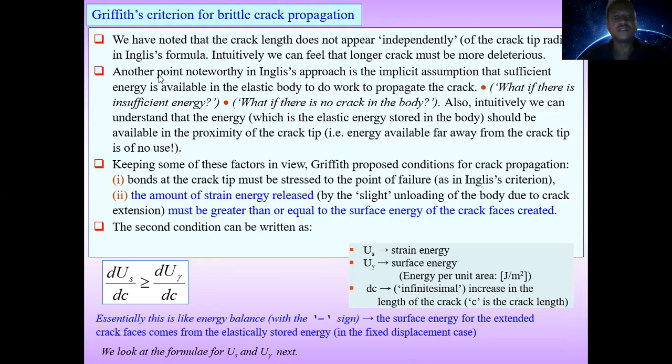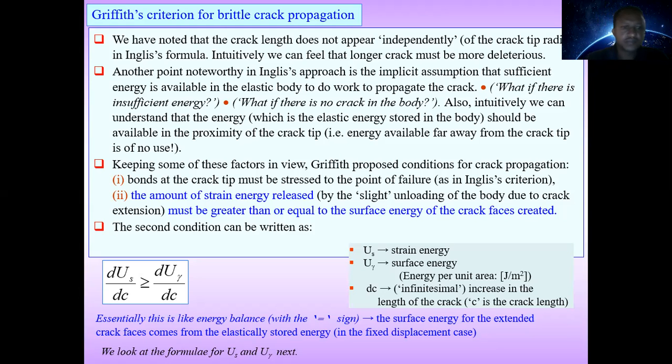Griffith's criteria for brittle crack propagation. We have noted that the crack length does not appear independently of the crack tip radius in Inglis's formula. Intuitively, we can feel that a longer crack must be more deleterious. Another noteworthy point in Inglis's approach is the implicit assumption that sufficient energy is available in the elastic body to do work to propagate the crack.